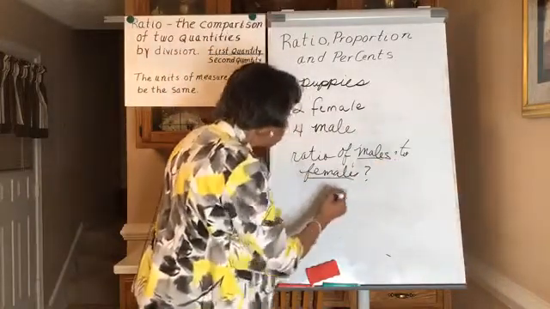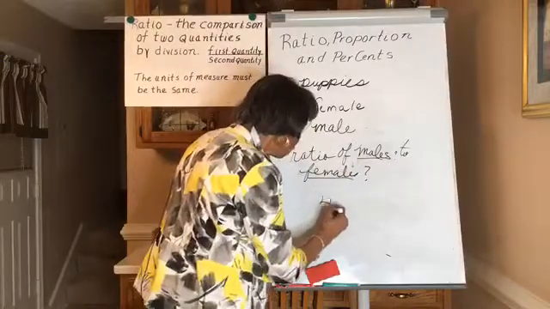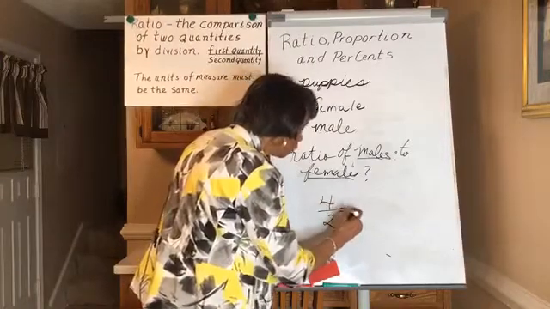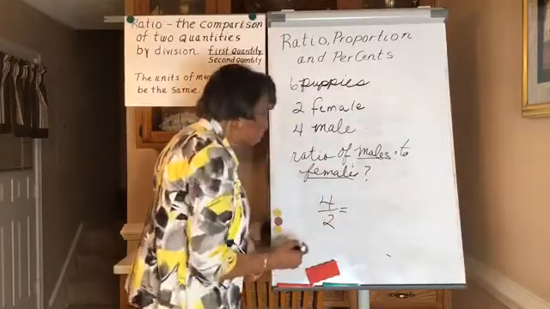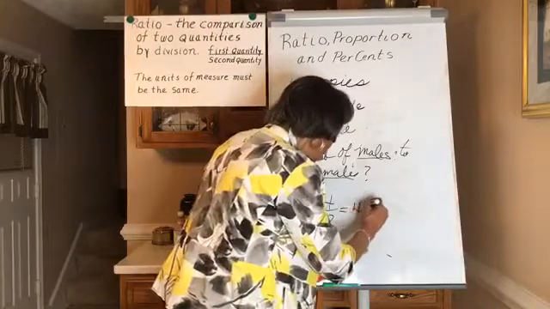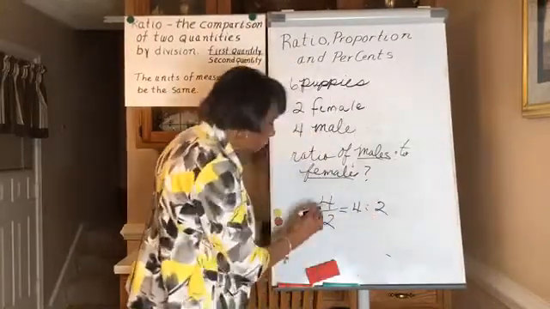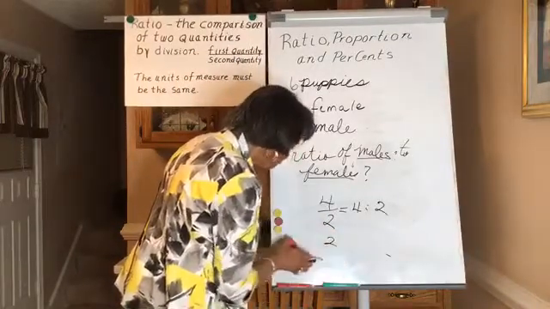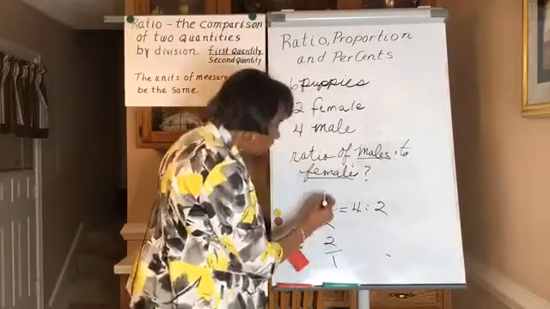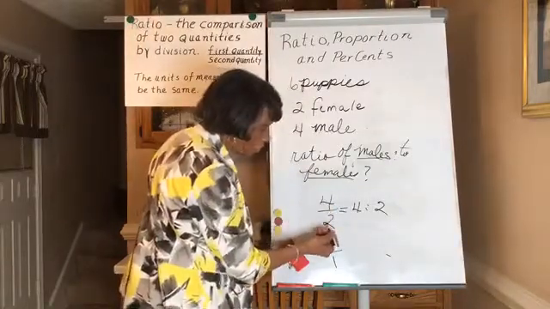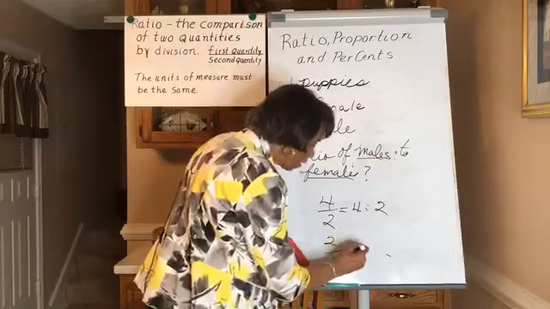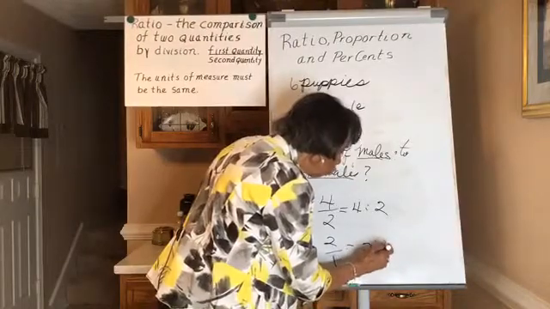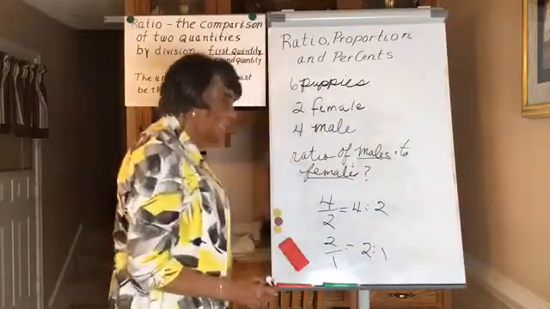And so the male puppies is 4. The females, we have 2. And the ratio is 4 to 2. If I simplify it, it's 2 to 1. How did I get 2 to 1? I just reduced this fraction, divided both by 2. So 2 to 1. That's simple enough, isn't it?